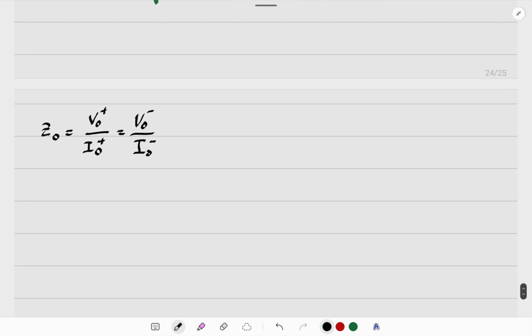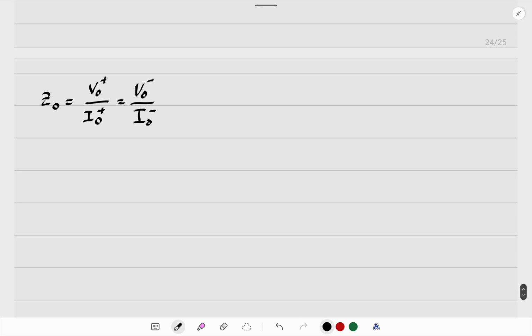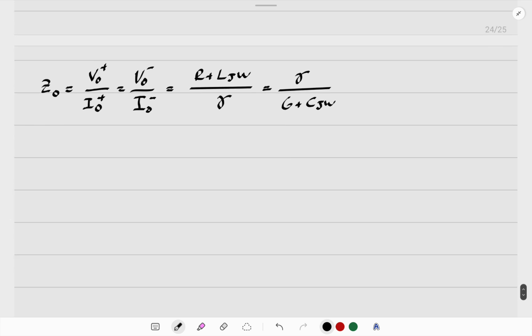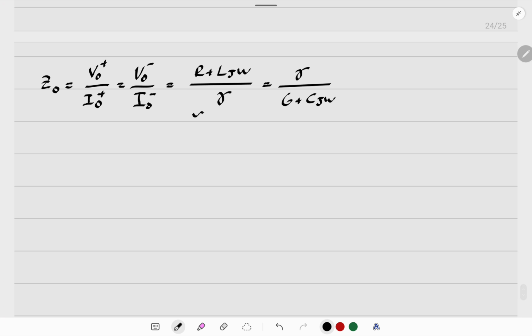Let's investigate this particular approach as well. From the book, you can see that for the left side and right side, we can create two different equations. One of them is r plus lj omega, or you can also do it for g plus cj omega. Both of them are completely the same. So let's see how, and let's take a close look at both of them.